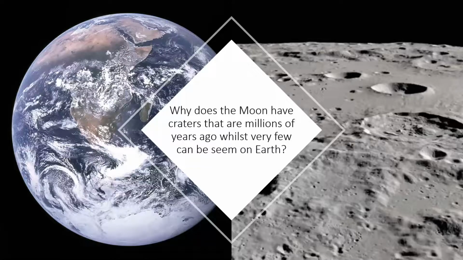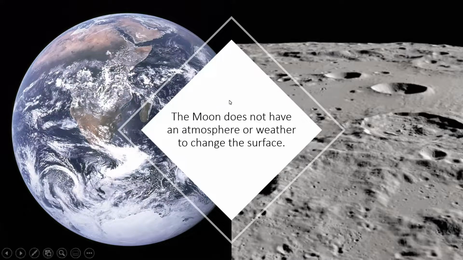Okay, well, first of all, a question. I was looking at the moon last night through a telescope, actually, to confirm it does have craters. So why does the moon have craters that are millions of years old, while very few can be seen on Earth? The moon does not have an atmosphere or weather to change the surface. So if a meteorite or an asteroid hits the moon and forms a crater, then it will be there forever. There's no rain or wind to change that surface, so it'll just stay there forever.